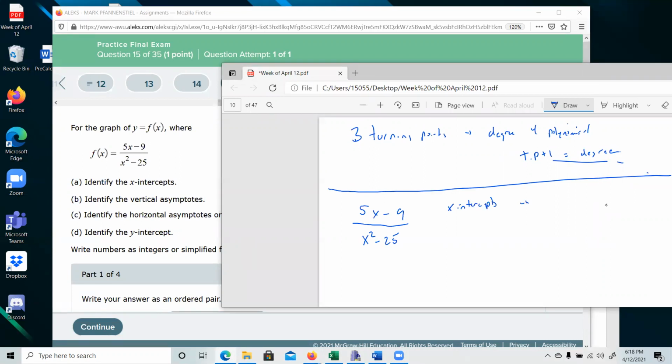So that's when y is equal to 0. So we're going to set this equal to y. So I set this equal to 0: (5x minus 9)/(x squared minus 25) equals 0.